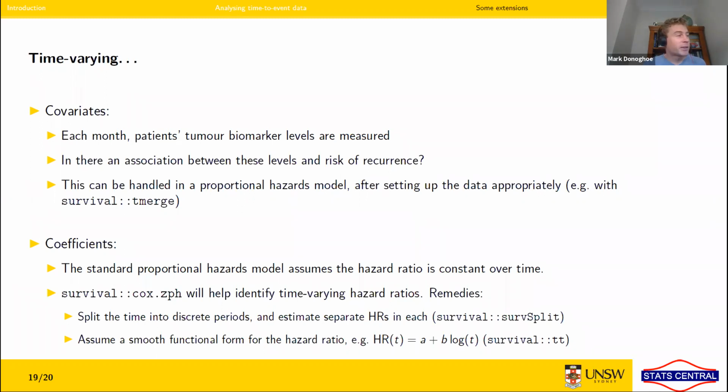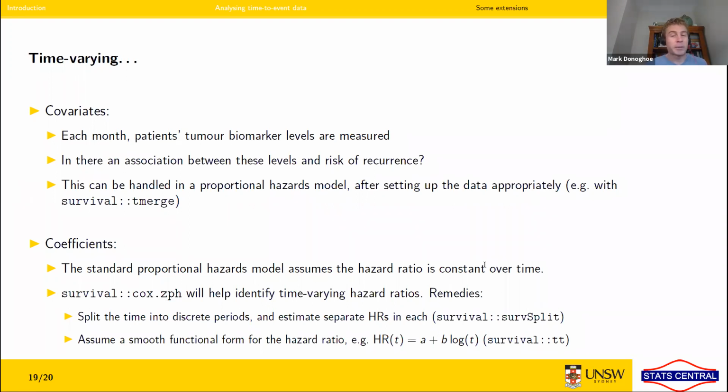I mentioned earlier that the log rank test weights all times equally, but we might want to use another weighting scheme if we're more interested in earlier or later times. For example, if the treatment effect is delayed. But if the treatment effect is delayed, that suggests that the hazard ratio is not constant over time, which is one of the things that we'd assumed in the proportional hazards model.